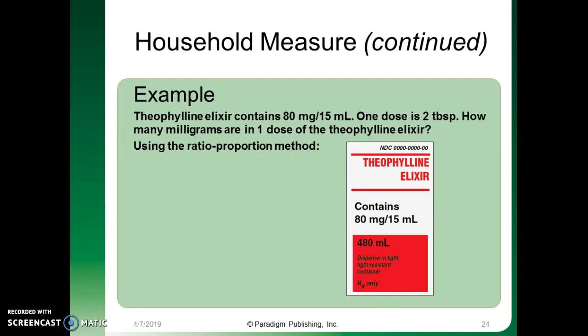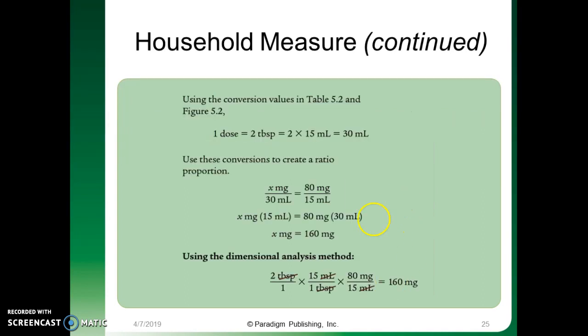Theophylline elixir contains 80 milligrams per 15 ml. How many milligrams are in 1 dose of theophylline? So ratios and proportions. So 1 dose is equal to 2 tablespoons. 2 times 15 ml is equal to 30. 80 milligrams per 15 is our concentration. X milligrams over 30, cross multiply. X is equal to 160.